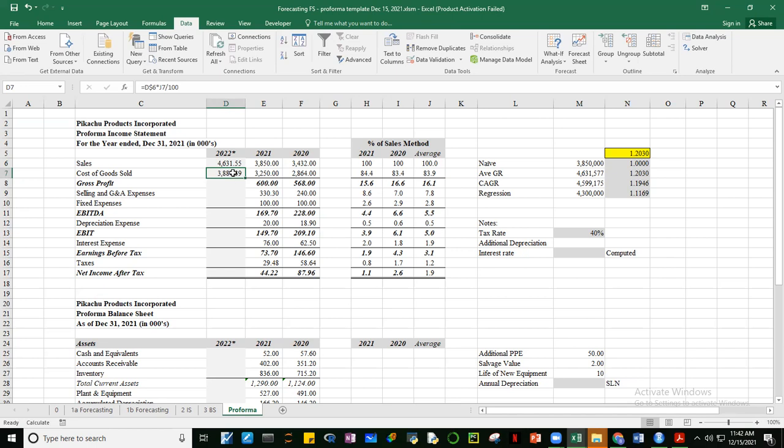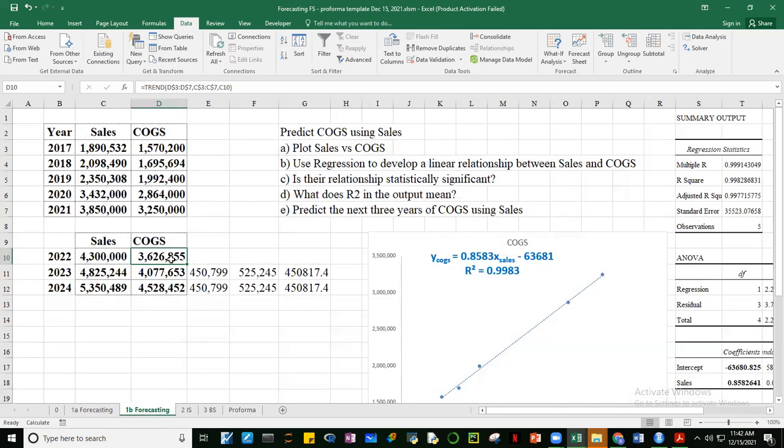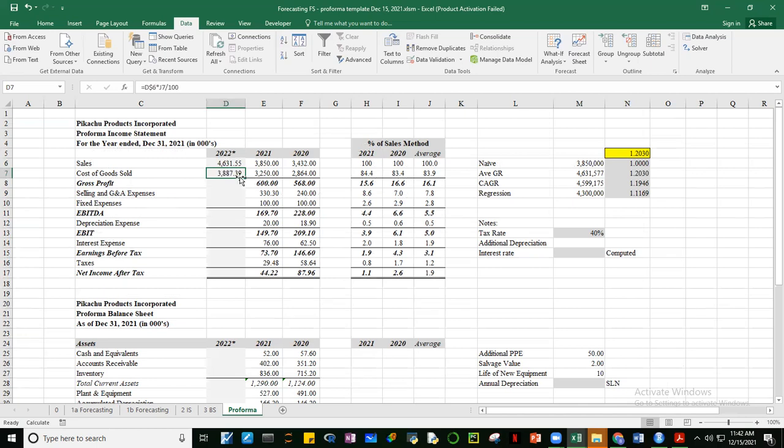3887.39. Okay? Your cost of goods sold is lower, it's 3626 using regression. Of course, pwede rin natin gamitin guys yung regression natin. Okay, pause muna ako guys and I say gross profit will now be equal to this minus this amount. Okay, 744.16.